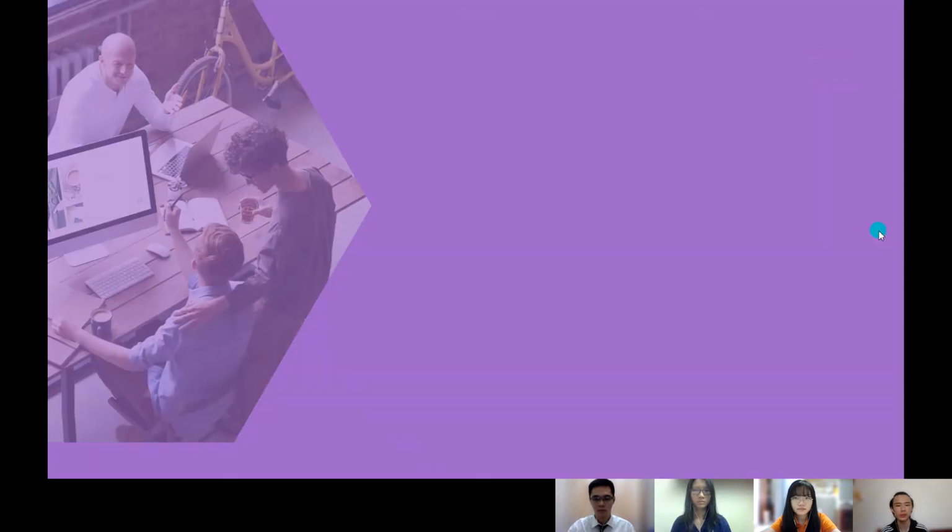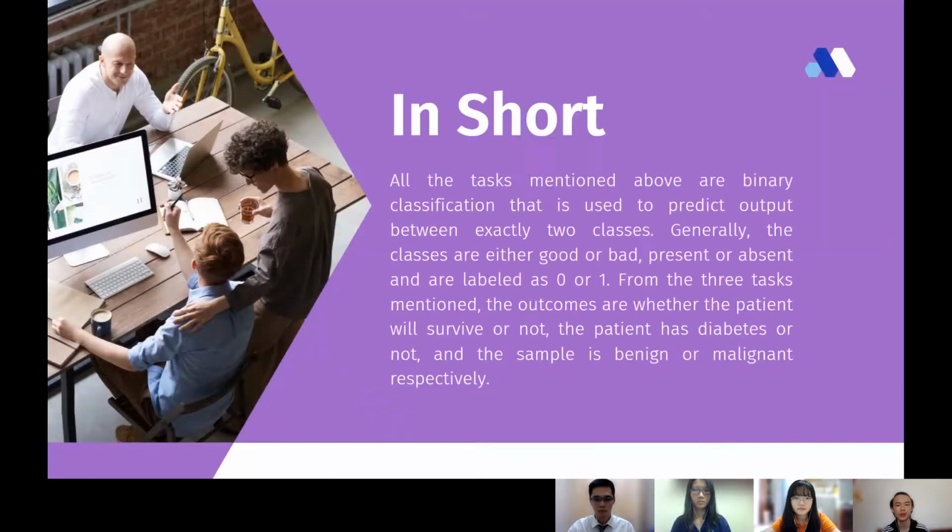Next. So in short, all the tasks mentioned above are binary classification that is used to predict an outcome between exactly 2 classes. Generally, the classes are either good or bad, present or absent, and labeled as 0 or 1 only. So from the three tasks mentioned above, the outcomes are to predict the patient will survive or not, the patient has diabetes or not, and the sample is benign or malignant, respectively.